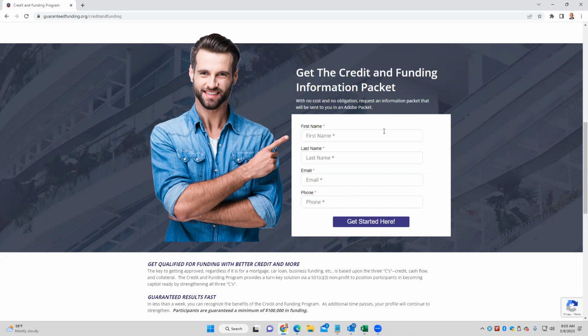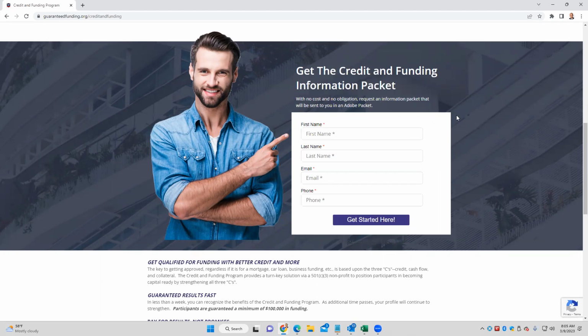Now, if we have a prospect that fills this out and hits the get started here, but doesn't fill out step 2, not shown here, which is agreeing to the terms and conditions, then we have a drip marketing campaign that'll continue to reach out to them to help them move forward in the process. So if you have any questions on that, let me know.